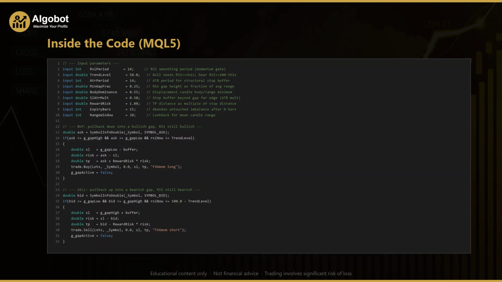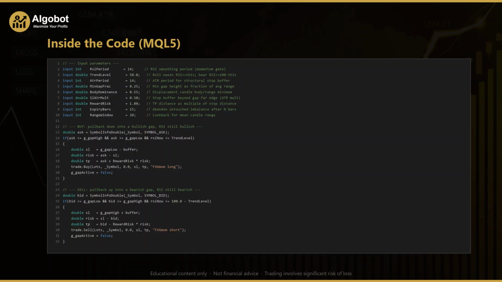A long needs RSI at or above it. A short needs RSI at or below 100 minus it. ATR period feeds the stop buffer. MinGapFrac sets the minimum gap width, and body dominance controls how one-sided the displacement candle must be. SLTR multiple scales the stop buffer. RewardRisk sets the target as a multiple of risk.